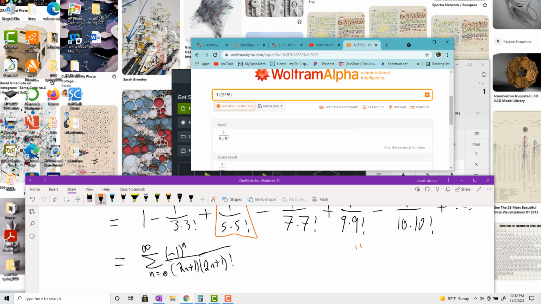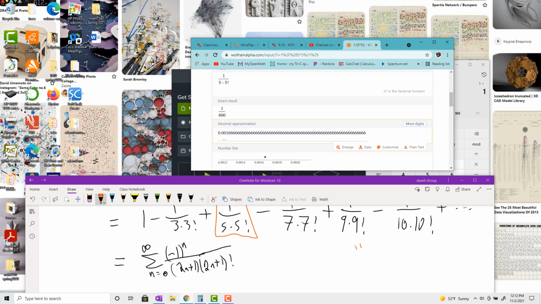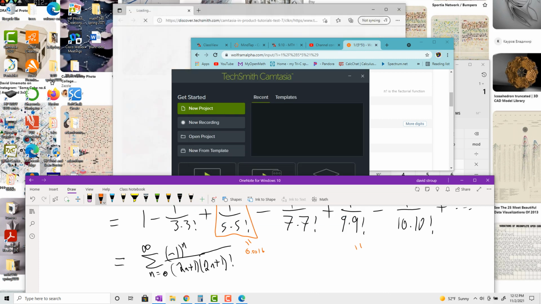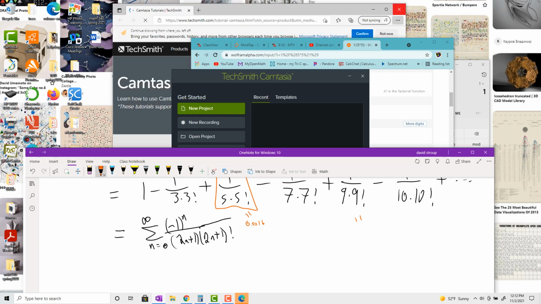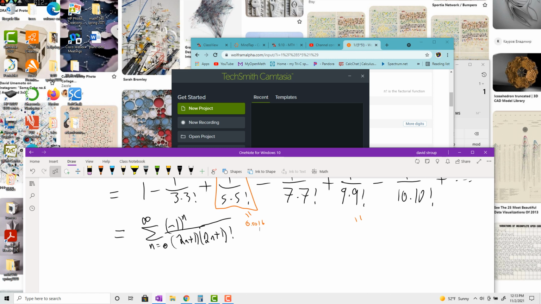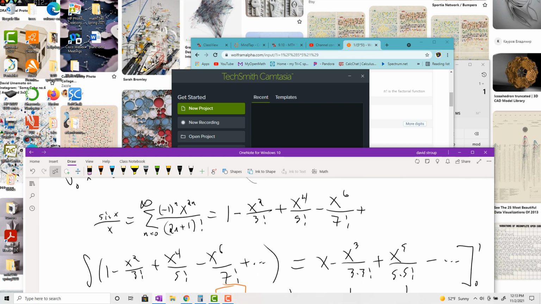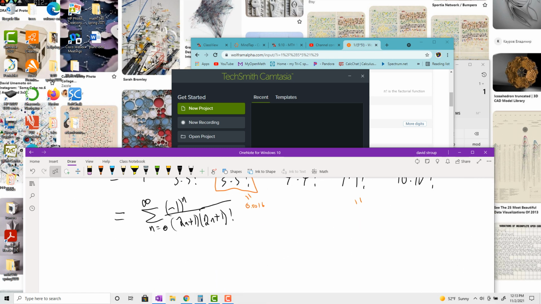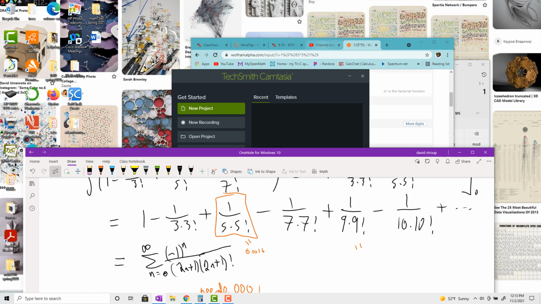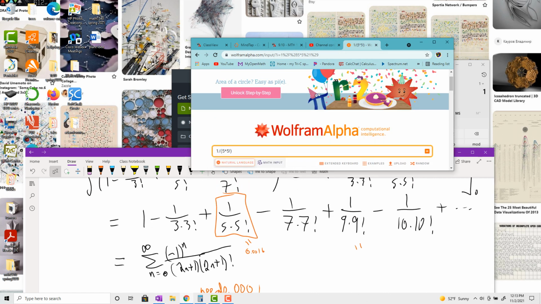Okay, so that one is not going to be good enough. 0.0016. We need very little. What did we need? 0.0001. So we need 0.0001. Okay, so let's look at 1 over 7 times 7 factorial. I believe that's going to do it.